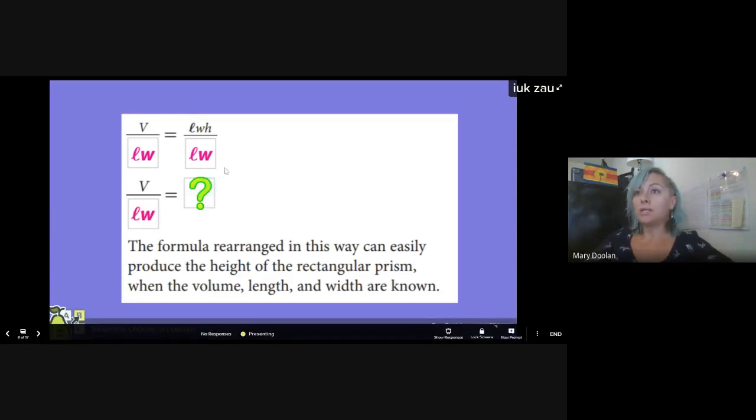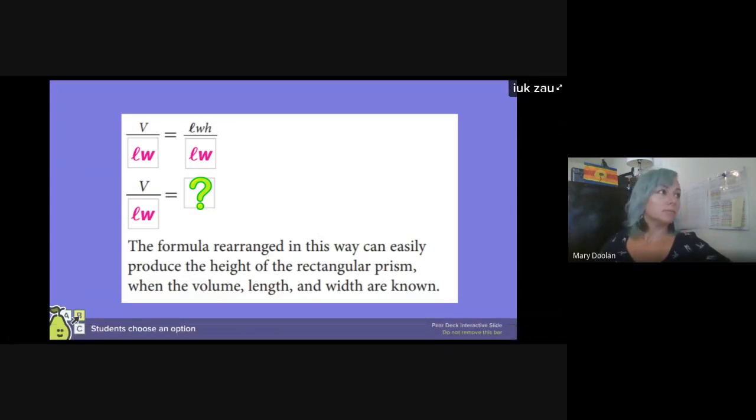All right, and so what does the right-hand side simplify to? When you have a fraction and you have common factors in the numerator and denominator, they divide out to 1, so they would eliminate. So if you see a pair of factors where there's 1 in the numerator and 1 in the denominator, they're going to disappear. They divide out to give us 1. So what's left over? LWH divided by LW. What is left over on the right-hand side?